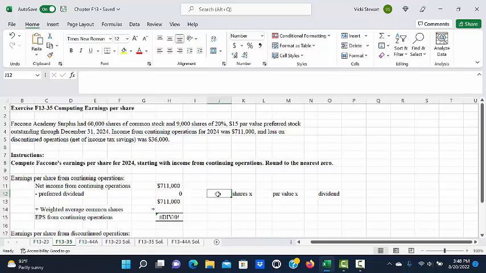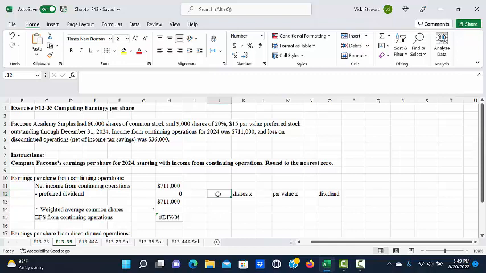Why are we needing the preferred dividend? Because we always subtract the preferred dividend if it has been issued or if the preferred stock is cumulative, because that amount is not available to the common shareholders, and we are calculating earnings per share for common shareholders.